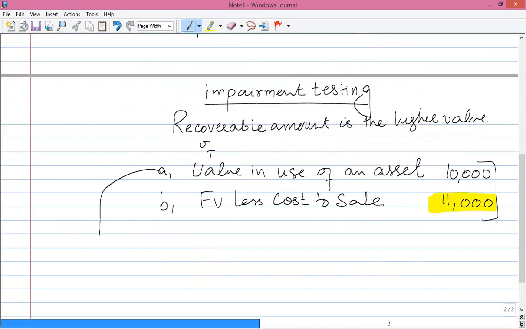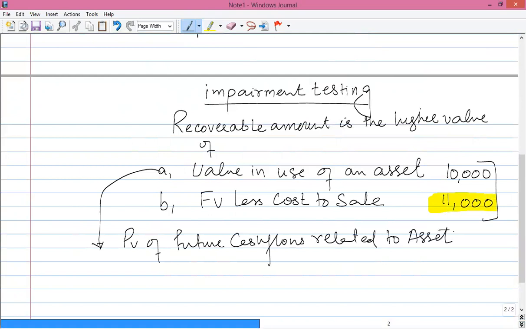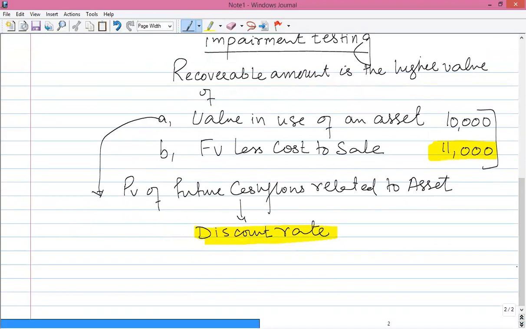Now, how can we identify value in use? Value in use is the present value of future cash flows related to that asset. That means if we use that asset in future, the future economic benefits we can obtain from the use of that asset is called the value in use. We have to discount these cash flows at a suitable discount rate, and for that purpose we need a cost of capital. So we find the discounted value, that is the present value. Or if we can sell that asset, then we can identify the fair value less cost to sell, the other component of recoverable amount.